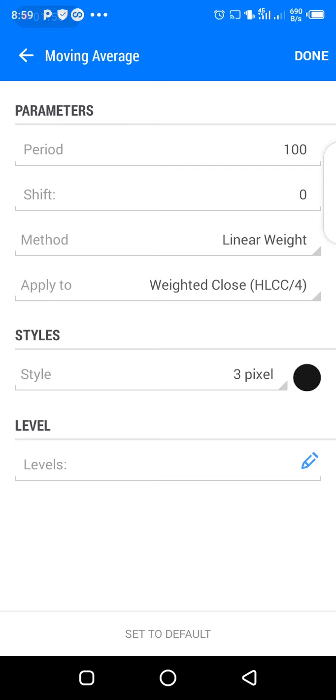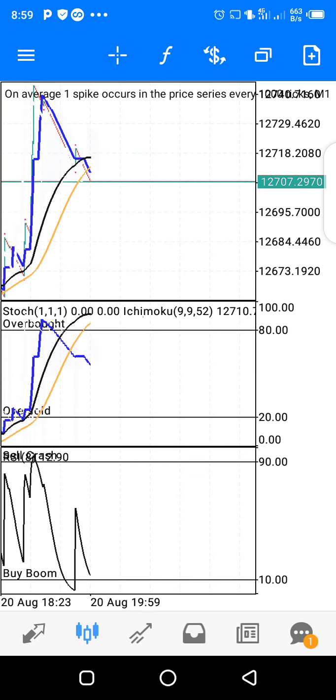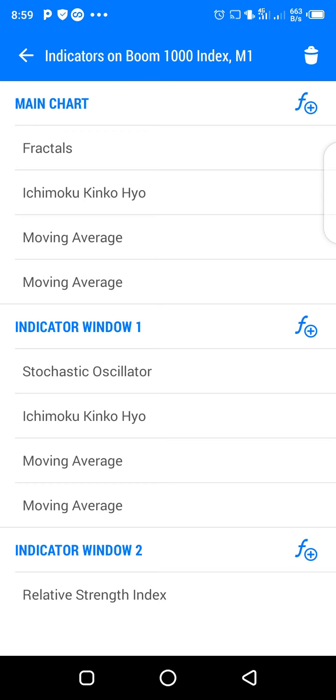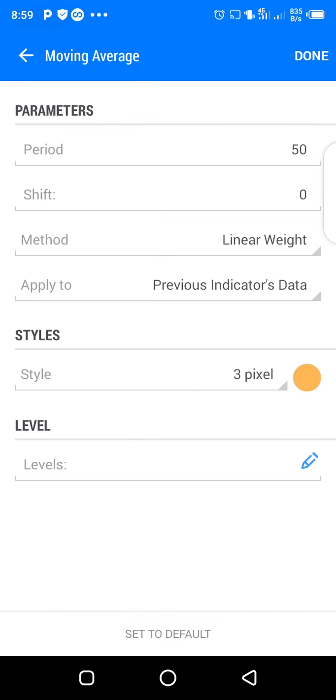On the first moving average, you have the period 100, shift 0, method linear weighted, applied to weighted close. Then styles, you have 3 pixel, the color is black, and no levels. All right, so that's it. You click done.